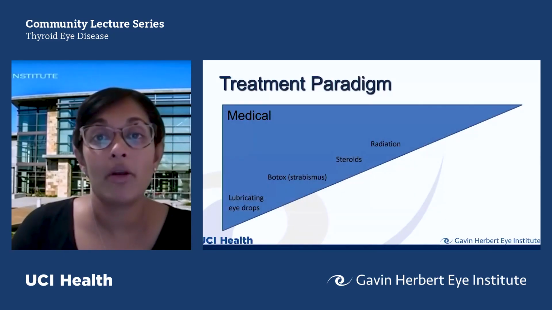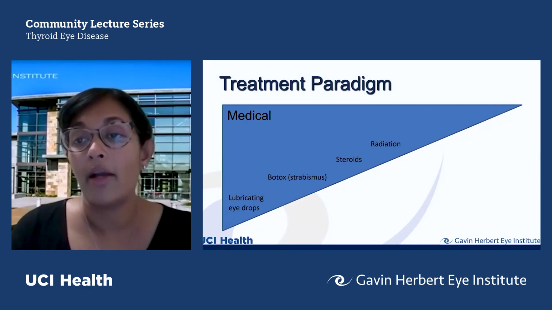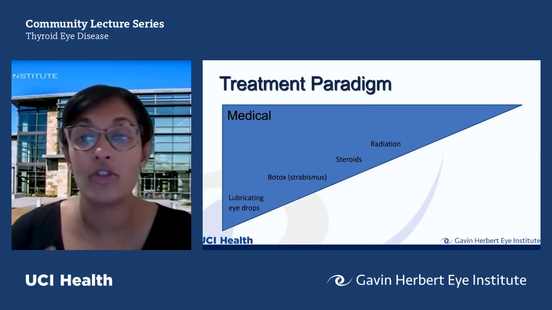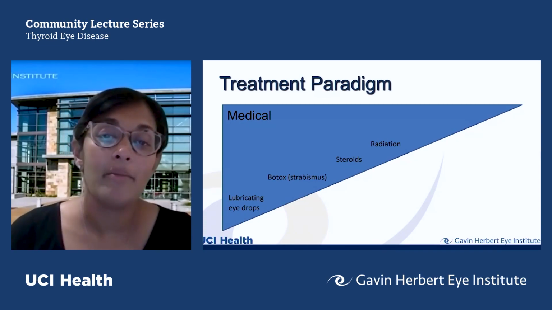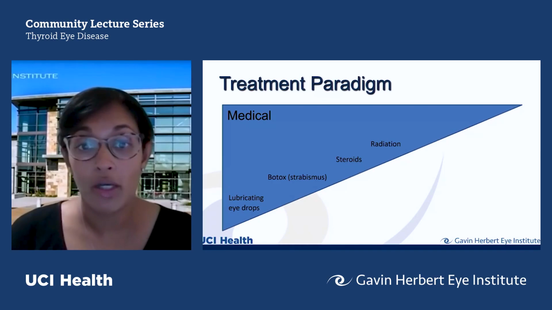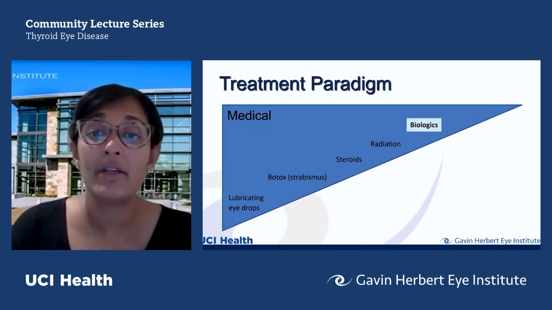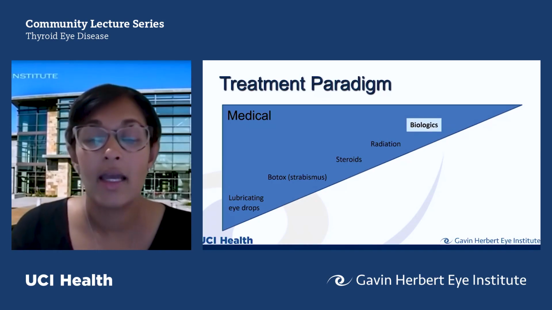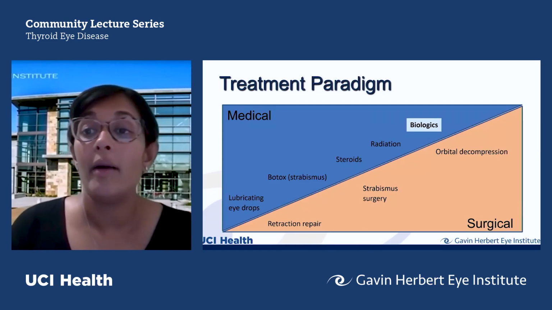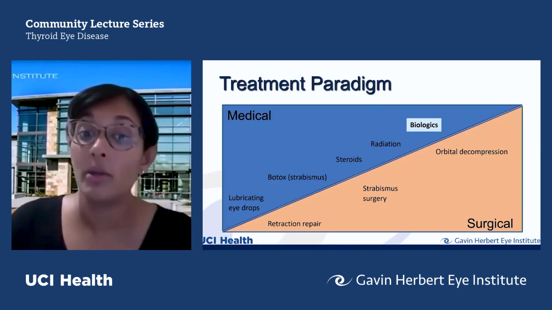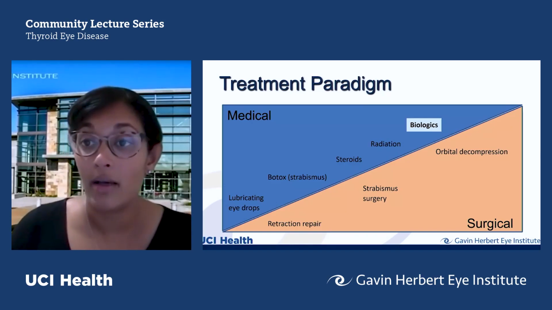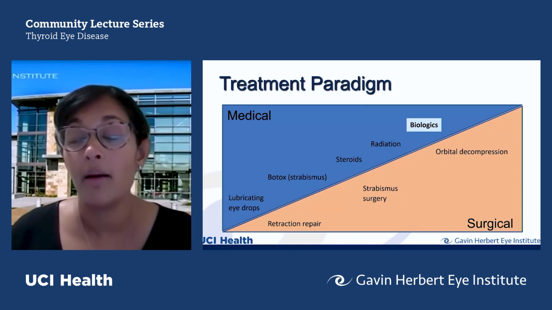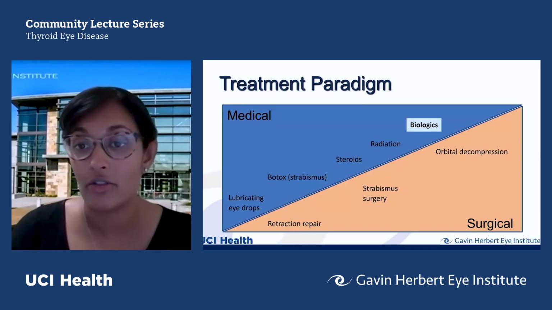In terms of the treatment paradigm, for those who have mild ocular surface irritation and dry eye, you can start with lubricating eye drops and the goggles and everything, as Dr. Lee mentioned. Moving on to whether you do Botox, steroids, radiation, and biologics. And then surgically, as Dr. Patel mentioned, the traditional approach is to start with orbital surgery if necessary, then muscle surgery, followed by eyelid surgery.